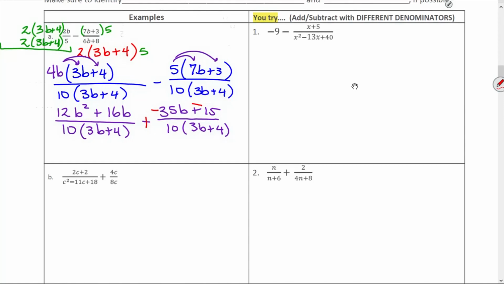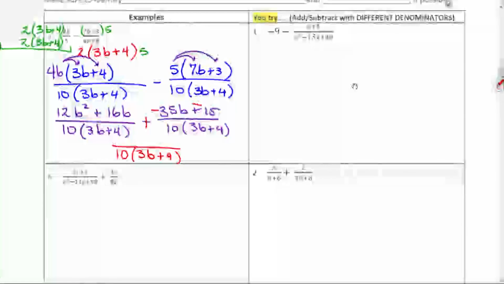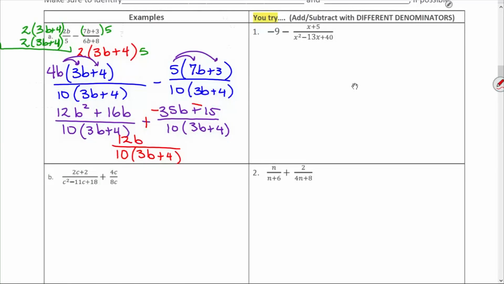And then we will combine together, and my denominator, my common denominator, my same size of piece is 3b plus 4. Okay? In the numerator, I now combine like terms. I have 12b squared is the only b squared term. I have 16b minus 35b, so that's minus 19b, and then I have minus 15.